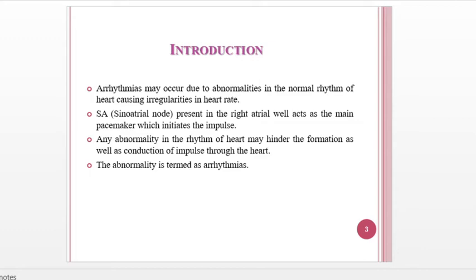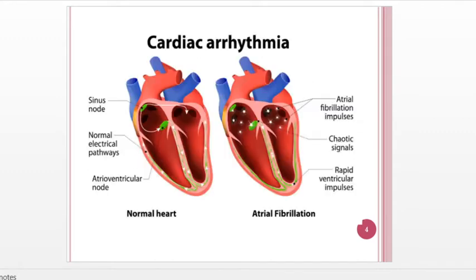Arrhythmia may occur due to abnormalities in the normal rhythm of the heart, causing irregularities in the heart rate. The sinoatrial node, present in the right atrium, acts as the main pacemaker which initiates the impulses. Any abnormality in the rhythm of the heart may hinder the formation as well as conduction of impulses through the heart. This abnormality is termed arrhythmia.